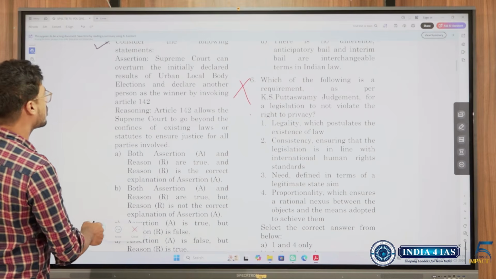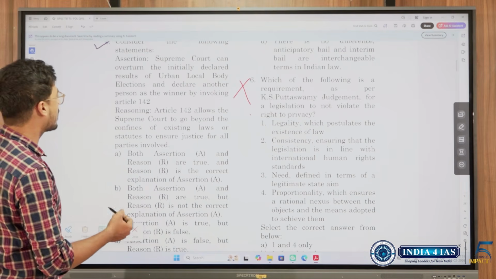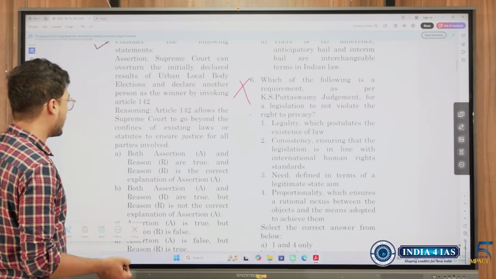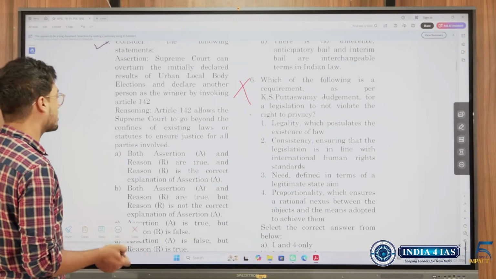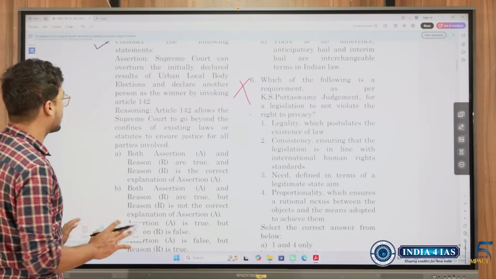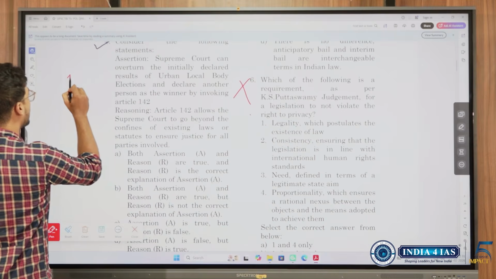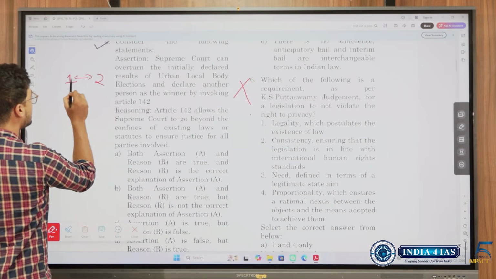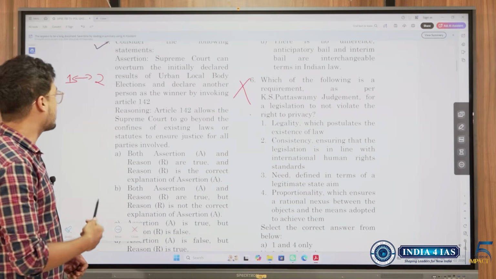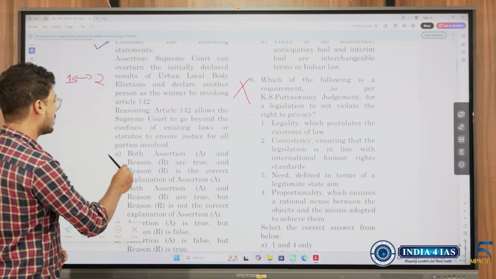So next question. Supreme Court can overturn the initially declared results of an urban local body election and declare another person as a winner by invoking Article 142. Okay, Article 142 allows the Supreme Court to go beyond the confines of existing law or statutes to ensure justice for all parties involved. See, suppose you did not know about Article 142, just think how you could have answered this question. Statement 1 and Statement 2 are reinforcing each other. I have told this even in previous classes that even if you do not know the concept in the question, if Statement 1 and Statement 2 are reinforcing each other, that means the answer will be option A.